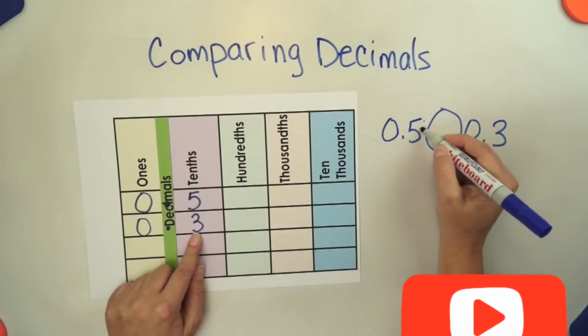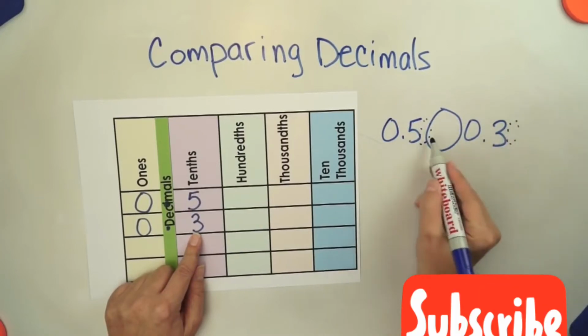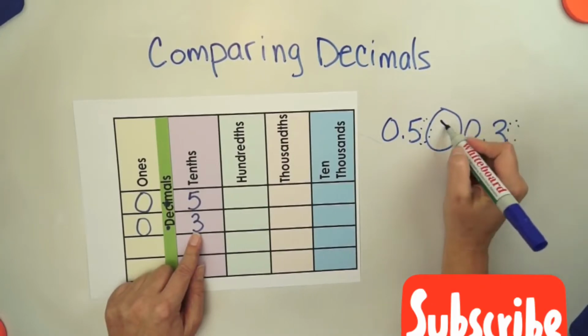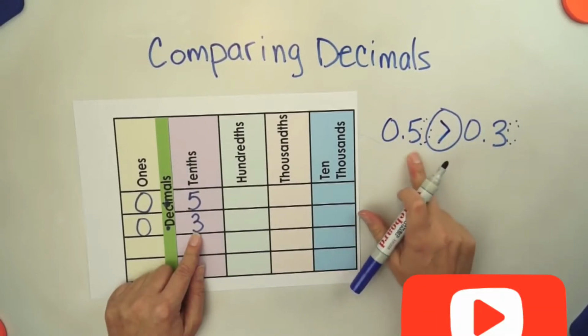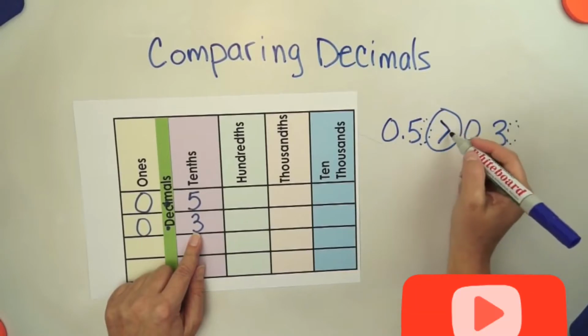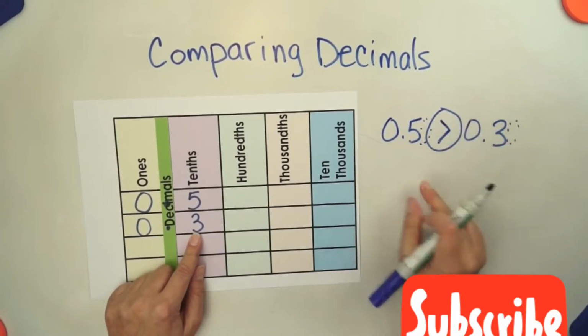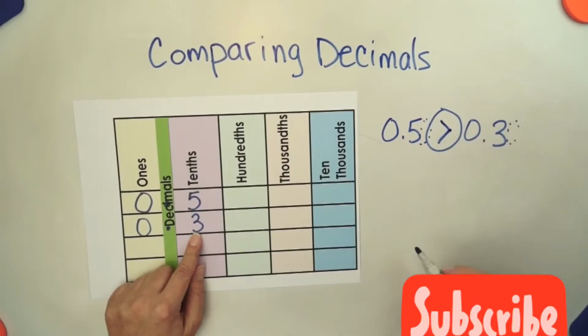You can think of this as money as well. If you put a 0 here, this would be 50 cents and 30 cents. I'd rather have 50 cents than 30 cents. So 5/10 is greater than 3/10. Remember, the big open mouth goes towards the bigger number. The small dot, or the small point, goes towards the smaller number.